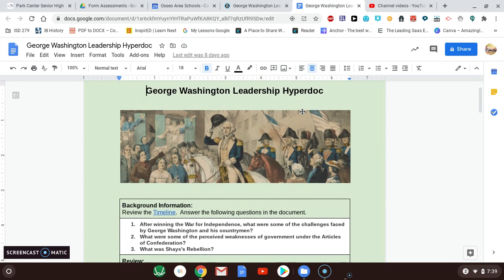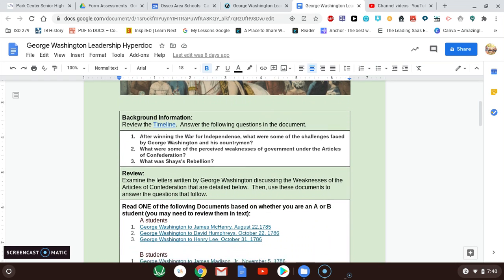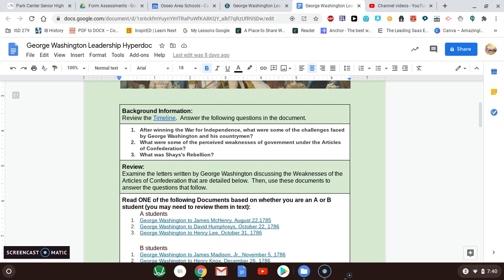And basically, you're going to work either asynchronously, or synchronously in class with others of your choice to begin the process of first looking through a little background information of some of the things that were going on during Washington's rise as a leader.